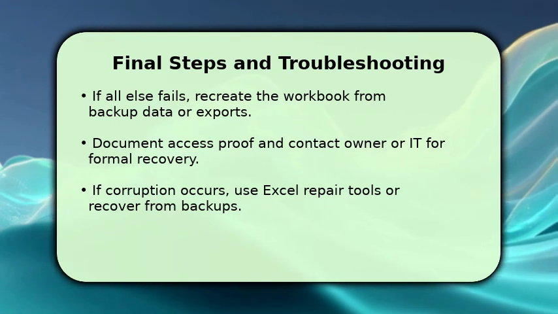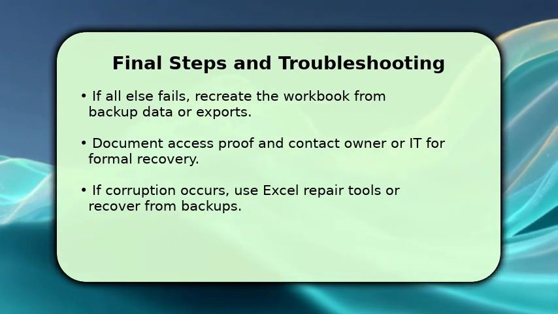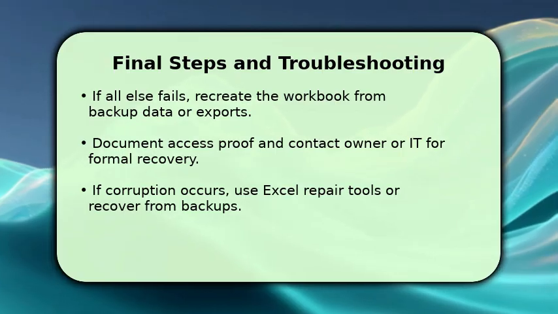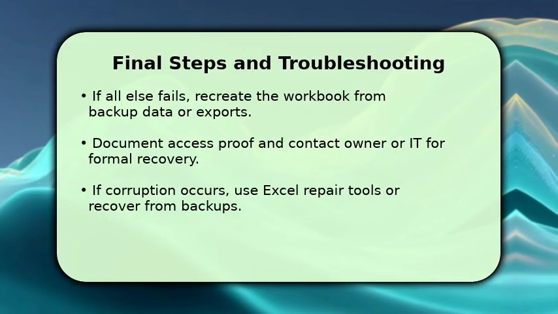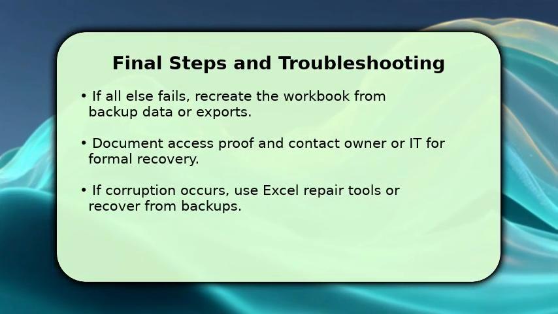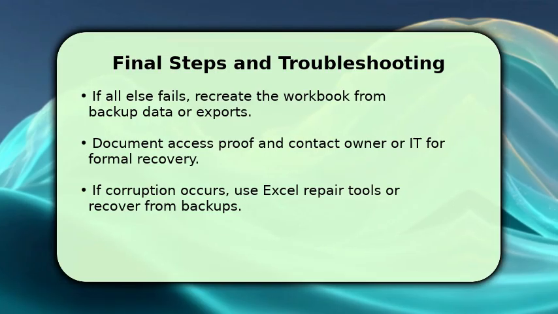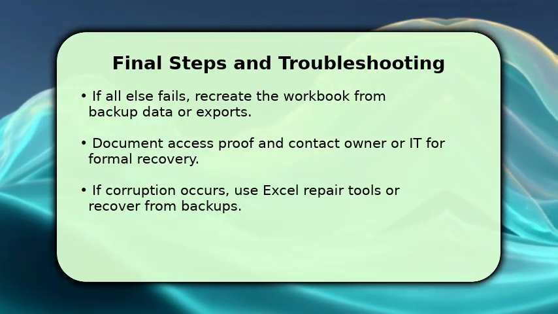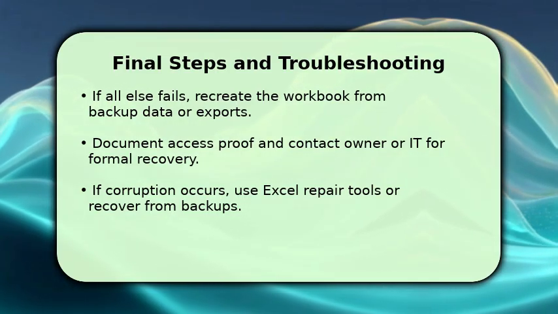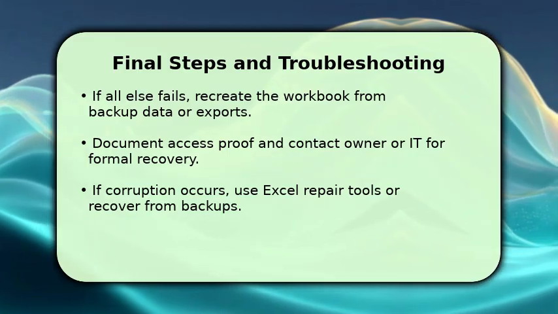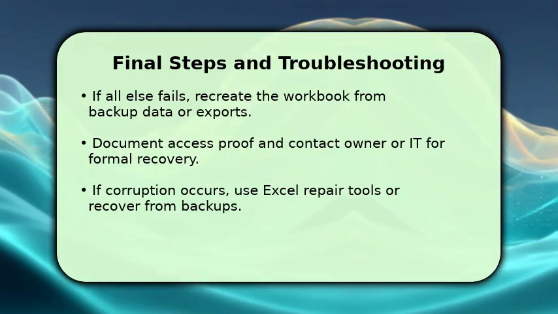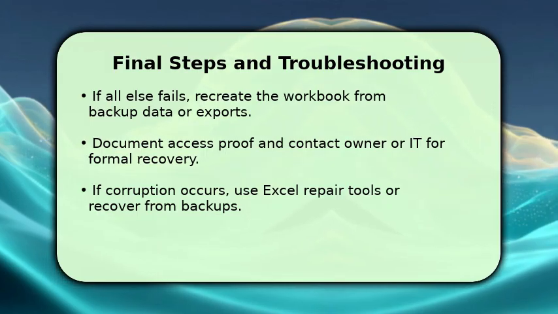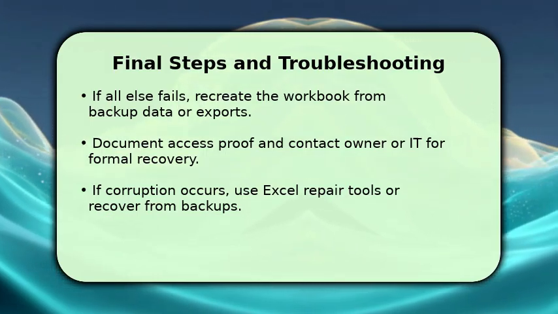Finally, if recovery attempts fail, recreate the workbook from exported data or older backups. You'll regain functionality without bypassing protections. Make sure to document proof of ownership and contact the file owner or your IT department for formal recovery help. This ensures compliance. If the file appears corrupted, try Excel's built-in repair or a trusted backup. If problems persist, escalate to Microsoft support with proof. They can assist while preserving security and legality.